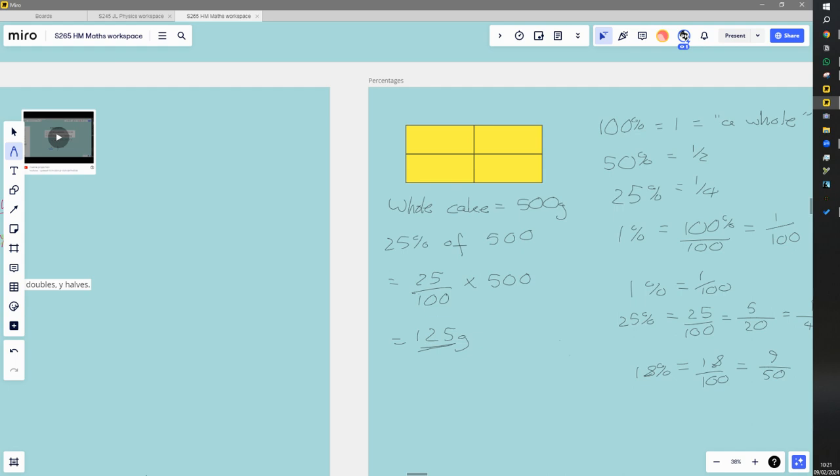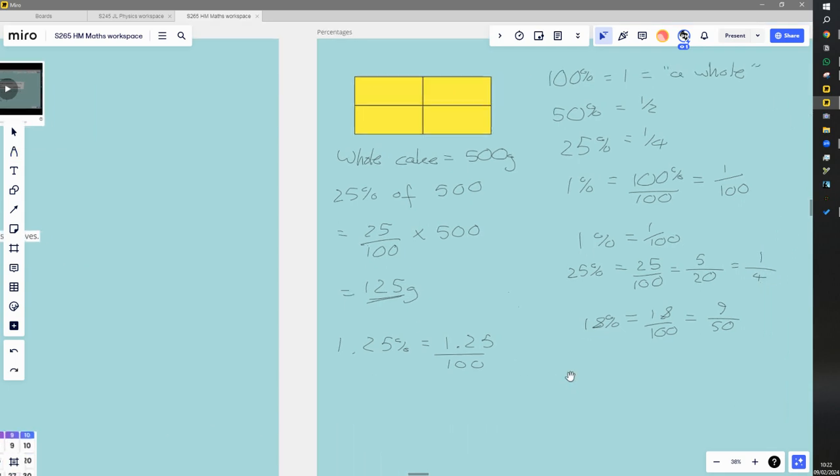Remember, we're always having to divide it by 100. Sometimes you're going to get something like 1.25%. What is that as a fraction? It's just 1.25 divided by 100 again. You don't normally write a decimal on top of a fraction, but we're going to make an exception in this case, when we're just trying to look at how to do the maths with percentages.